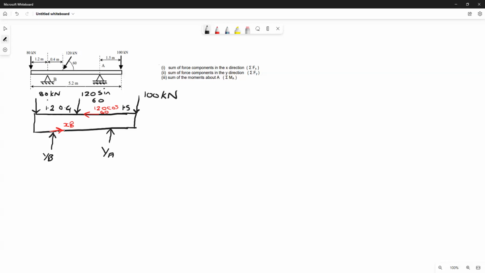So we know by looking at the free body diagram that the sum of the forces in the x direction equals, let's look in the x direction. We've got XB going through the structure. That force is created when we remove the support. And then in the opposite direction, we've got 120 cos 60. That's from when we resolved that force which was acting on the structure.